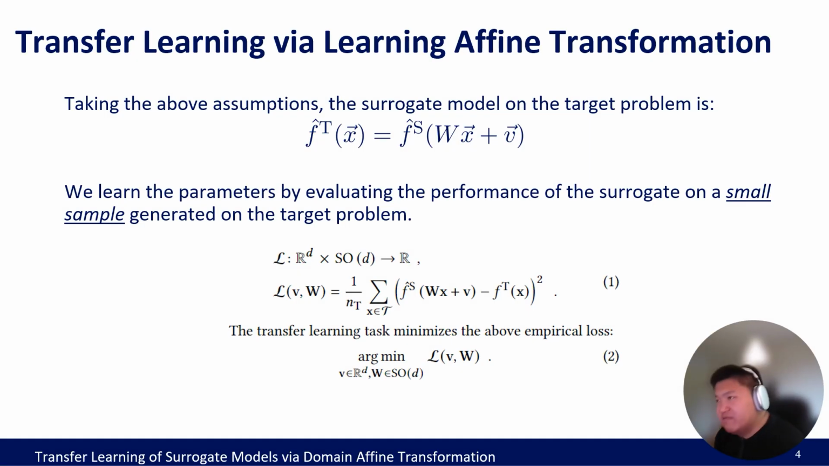So taking the above assumptions, the surrogate model on the target problem is as the following, which means there's only a difference between the source and target domains, namely a rotation and translation. So we learn the parameters by evaluating the performance of the surrogate on a small sample dataset generated on the target problem. And the transfer learning task is to minimize the above empirical loss.